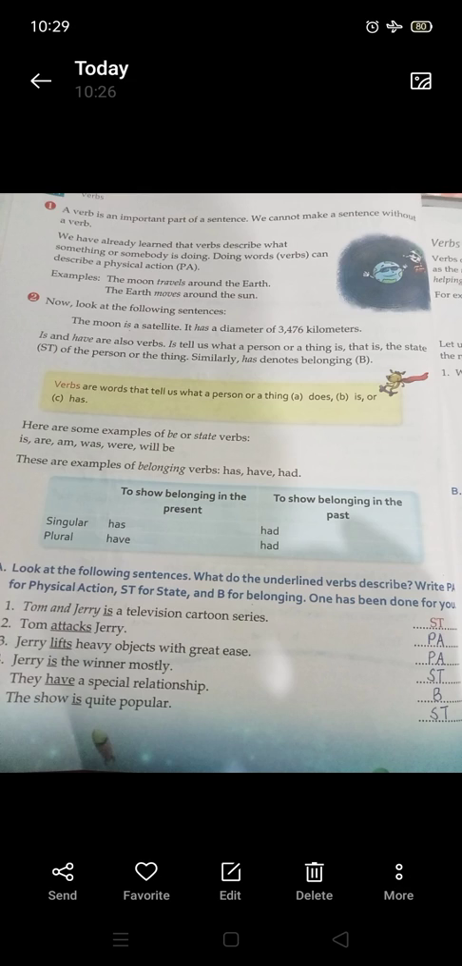We have already learned that verbs are doing words: what something or somebody is doing. Doing words can be described as physical action.